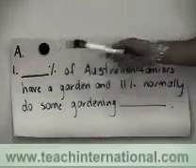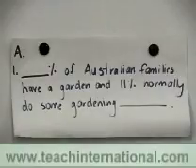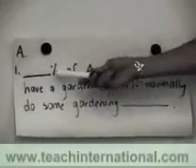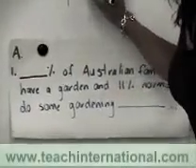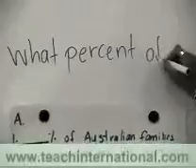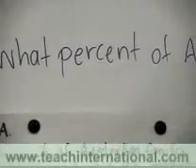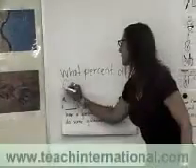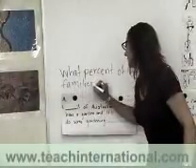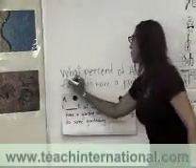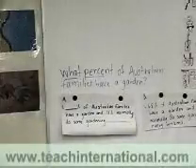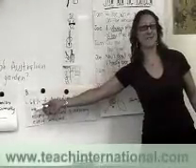So what question can A ask B? How many? Yeah? How many or what percent? So we can say, what percent of Australian families have a garden? So this is a question that you might have to ask: what percent of Australian families have a garden? And B will say, oh, 68%.